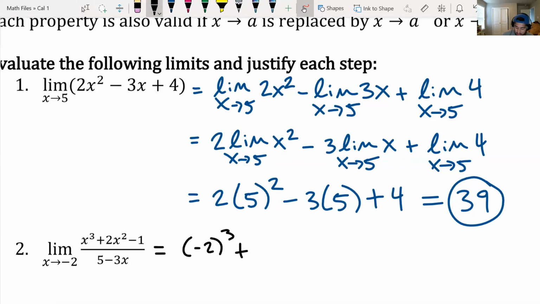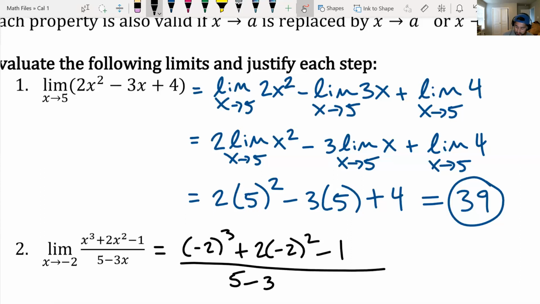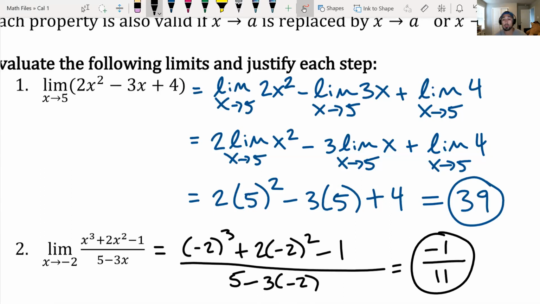Negative 2 cubed plus 2 times negative 2 squared minus 1 over 5 minus 3 times negative 2. All right, what is that? Negative 8, that's 4 and 2, so what's that? Is that just negative 1 over, that becomes 6, negative 1 over 11? Sure, why not? That's negative 8, that's positive 8, they cancel. Okay, cool. That's how it works, guys. Just plug that number in, okay? Plug it in.